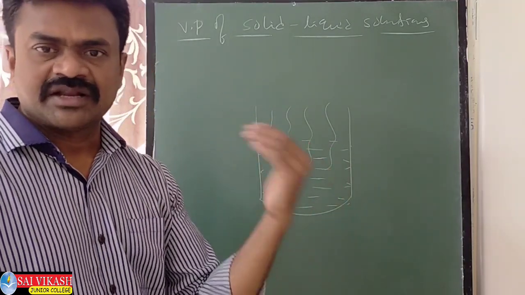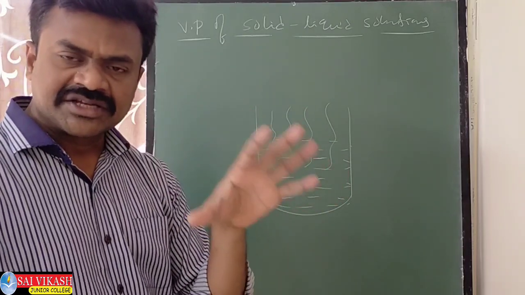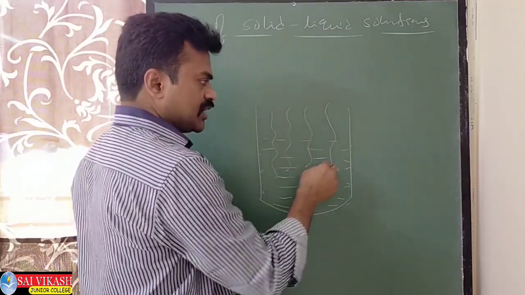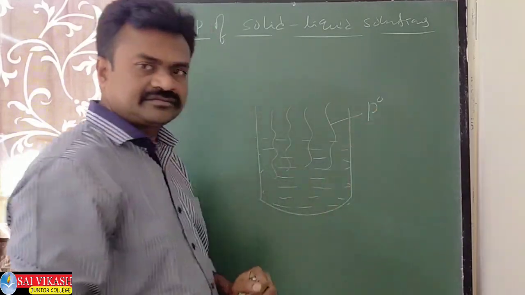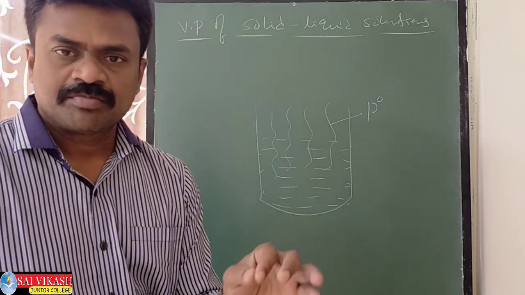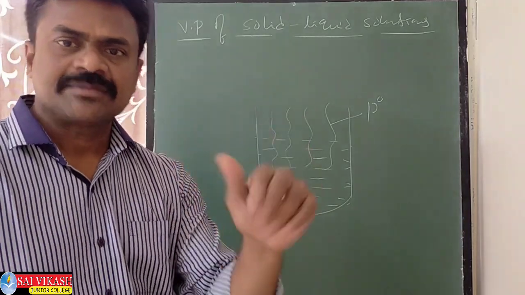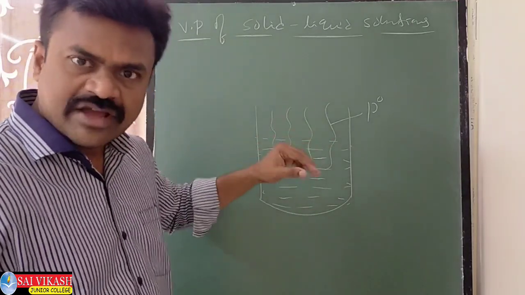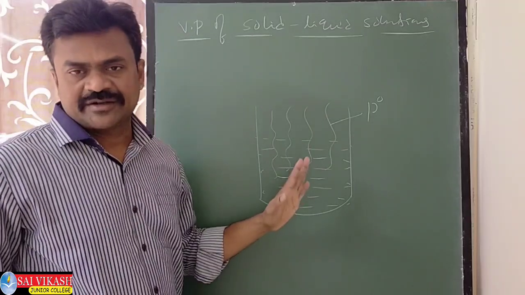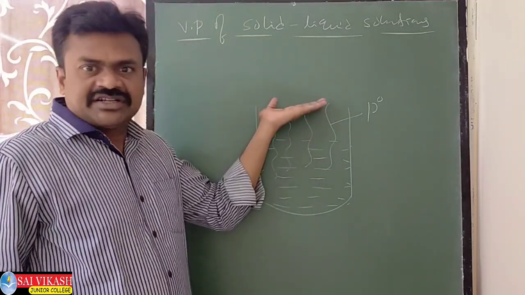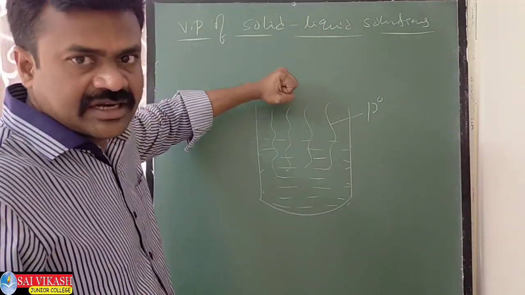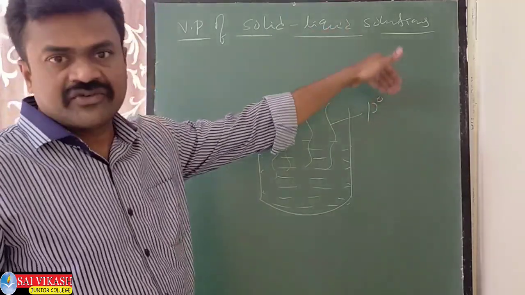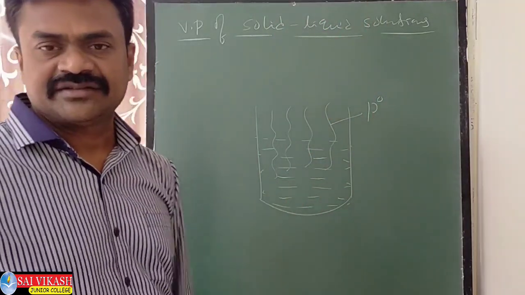We know the symbol for the vaporization of a pure liquid. I am taking the vapor pressure of this pure liquid as P naught. Now it has its own vapor pressure, because it's a volatile liquid. Volatile liquid means vaporization is coming. Whatever the pressure exerted by this vapor is nothing but vapor pressure. That is P naught I have taken.